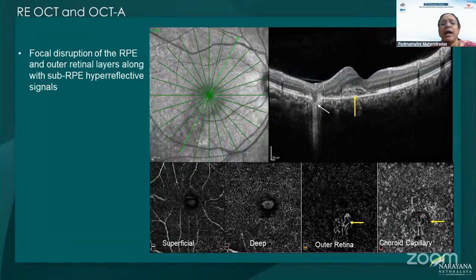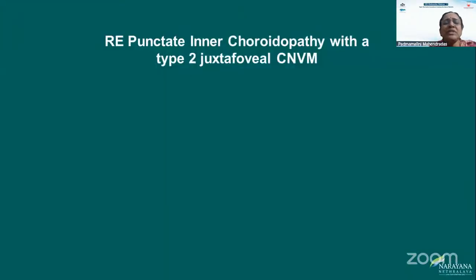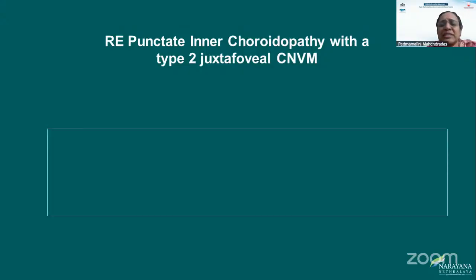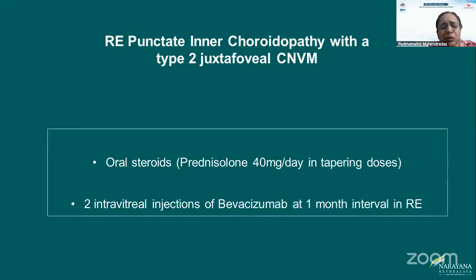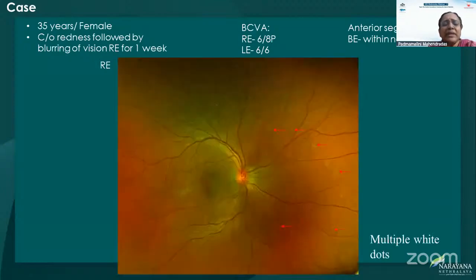OCT shows focal disruption in the RPE with outer retinal layers along with sub-RPE hyperreflective signal. OCTA shows presence of neovascular complex in the outer retina and choriocapillaris layer. So, we diagnosed it as a punctate inner choroidopathy with type 2 juxtafoveal CNVM. This patient was treated with oral steroids and received 2 doses of intravitreal anti-VEGF bevacizumab in the right eye at the interval of 1 month. Subsequently, the lesion resolved.